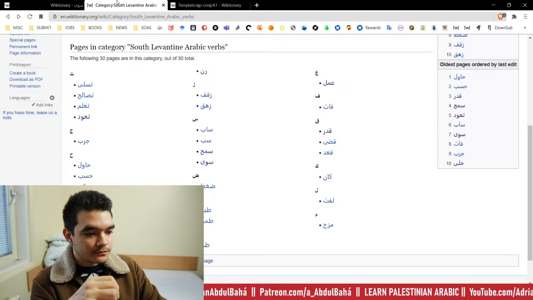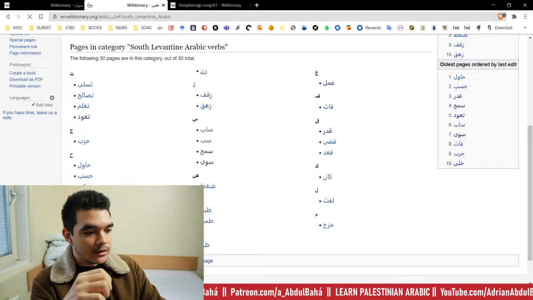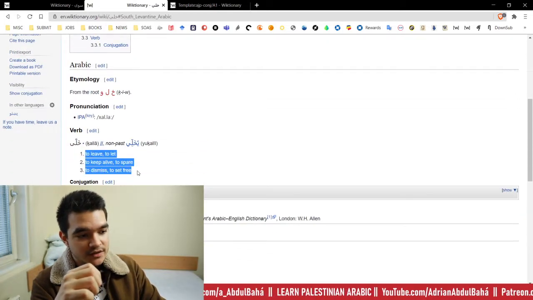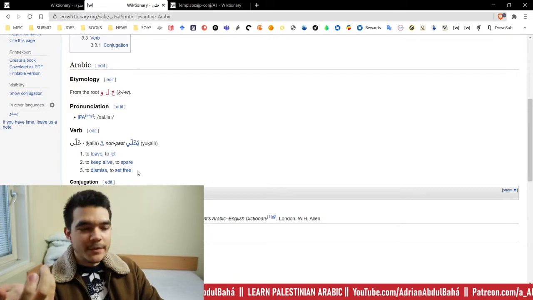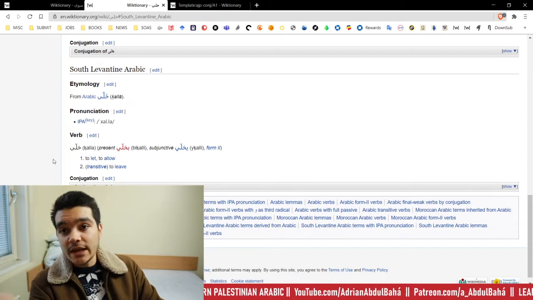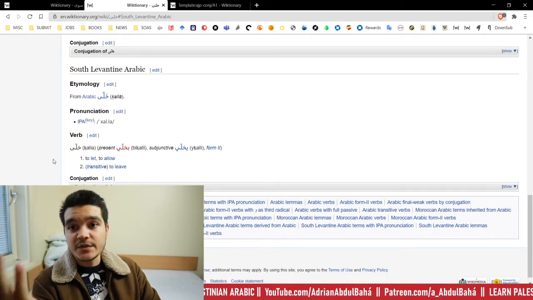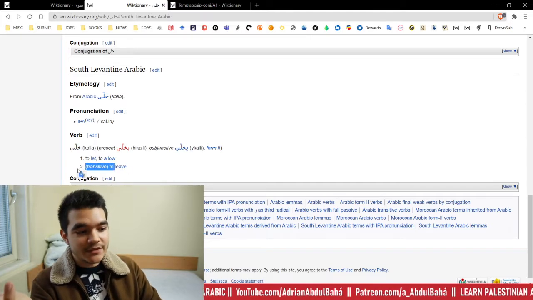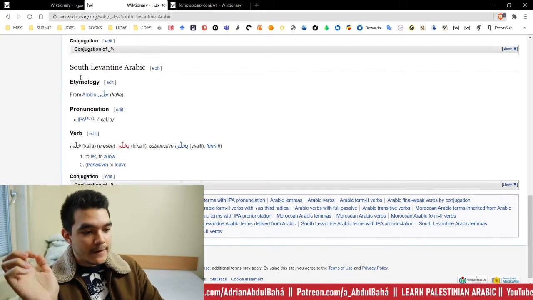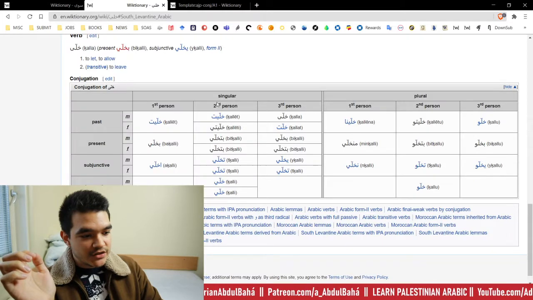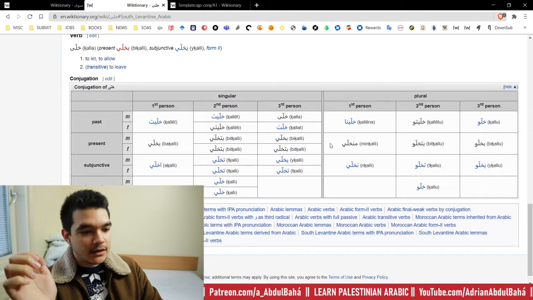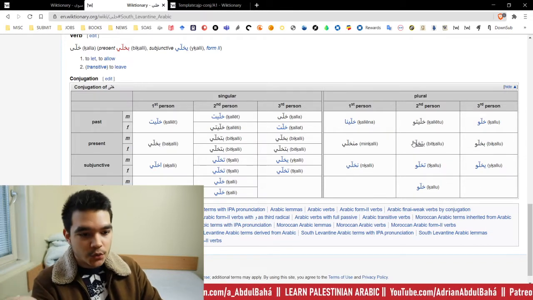Another example, you have the verb khalla. If you look at the definition for Fusha, again, you have three definitions. But which ones apply to Ammiya? You might not know. So now I've added that it's to let or to allow. So خليه يحكي, let him speak, or to leave something. So for example, خليت شنطتي بالبيت. I left my bag at home. And then you click on the conjugation, and it gives you everything. So بخلي, بتخلي, خلي, خلوا, and so on.